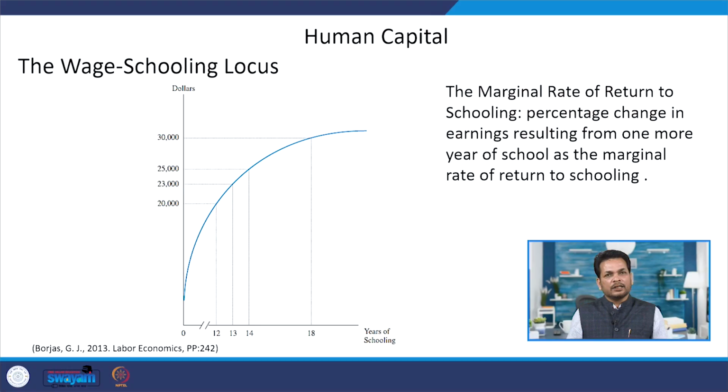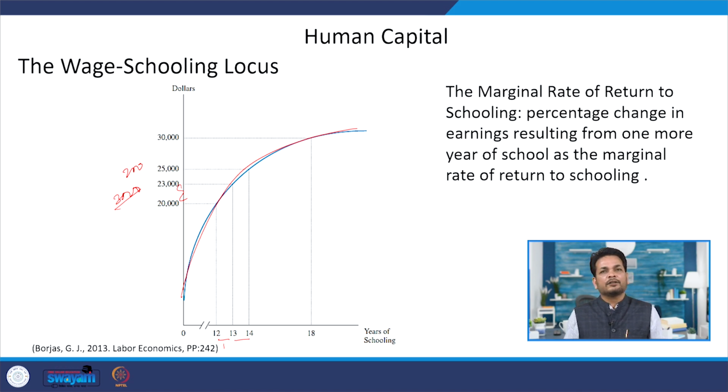Now, since the Wage-Schooling Locus is guided by the law of diminishing returns, you can see that when you add one more year of schooling, the additional value added to the wage rate is just 3,000 dollars. So, one more year of schooling adds 3,000 dollars while having 13 years of schooling. As you increase one more year, it is 2,000 dollars. So, the increment happens in a diminishing way: it increases, but at a decreasing rate.